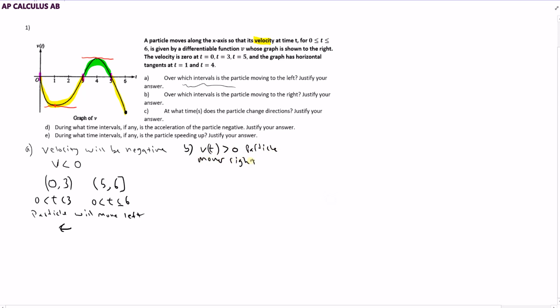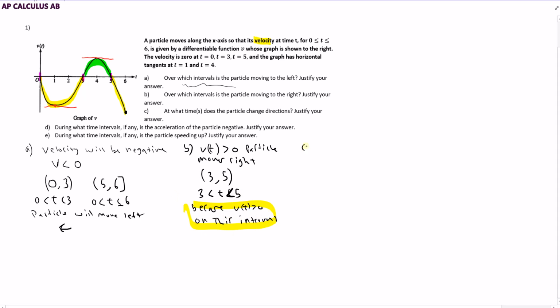And that happens from 3 to 5, not including either one. And again, if you prefer this notation, you can write it like this. On the interval, the t values between 3 and 5 is when it is moving right, because velocity is positive, right? On this interval. That's a good justification. Right, this little last part is a good justification. Why is it there? Because the velocity is positive in this interval. All right, let's keep moving.